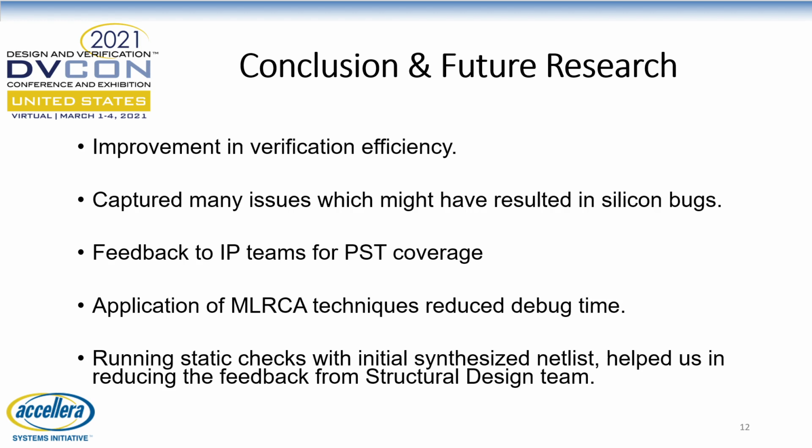The application of machine learning root cause analysis techniques greatly reduced our time in debugging the scenarios and concluding the violations. While running the static checks at light synthesized netlist or vanilla synthesized netlist, it helped us in reducing the feedback coming from the backend team and going into the loop for debug. These techniques help to capture the bugs early in the cycle and hence reduce the project cycle time. We recommend these tips and tricks to be followed while doing low power verification.